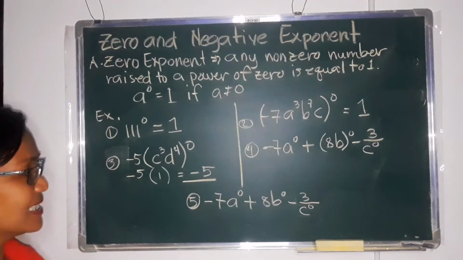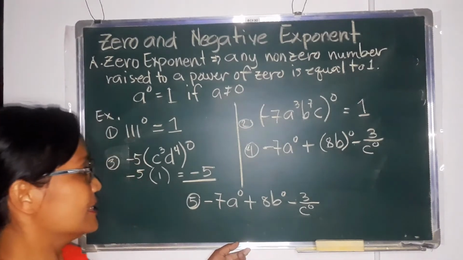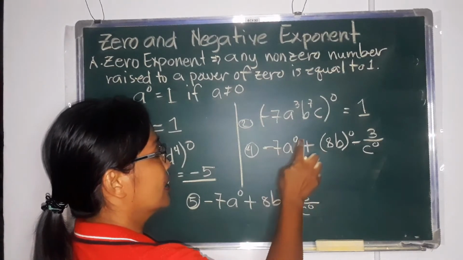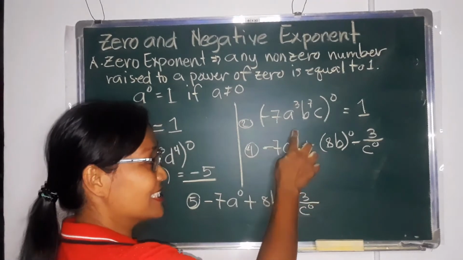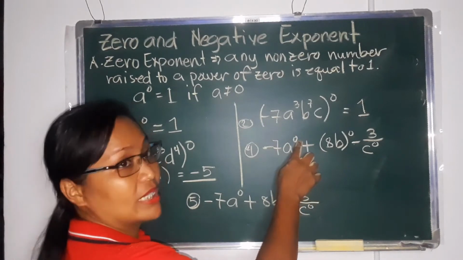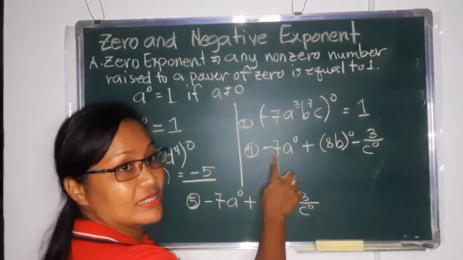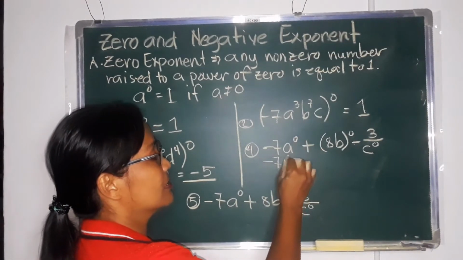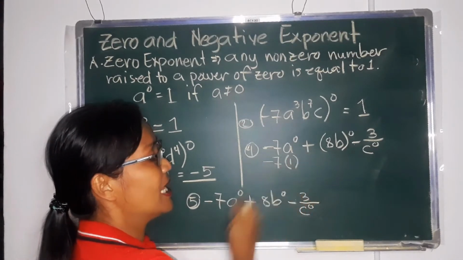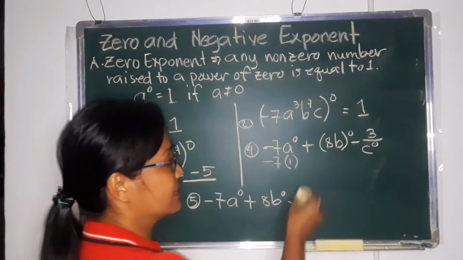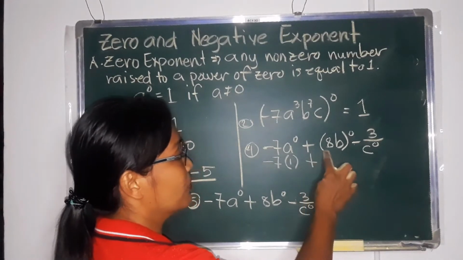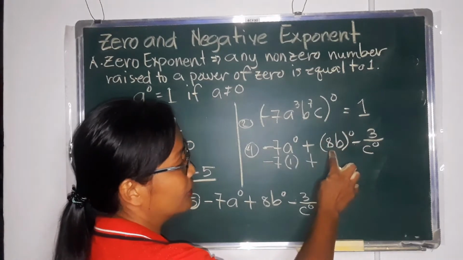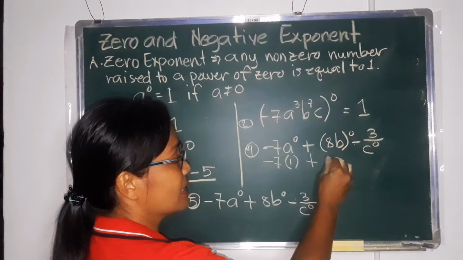Got it? Next example, number 4. So in here in number 4, look. Negative 7, a to the 4th. So, a to the 0 power, I should say. The 0 power here is not included with negative 7. So, copy negative 7, and then a raised to 0 power is equal to 1. So, we're going to multiply it with negative 7. Next, plus, if you notice, 8b is included in the close and open parentheses. Therefore, the whole thing raised to 0 is equal to 1.